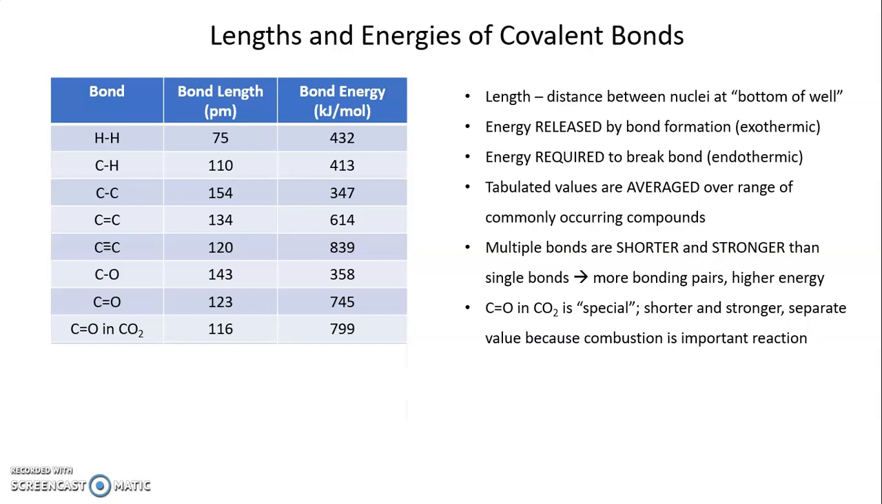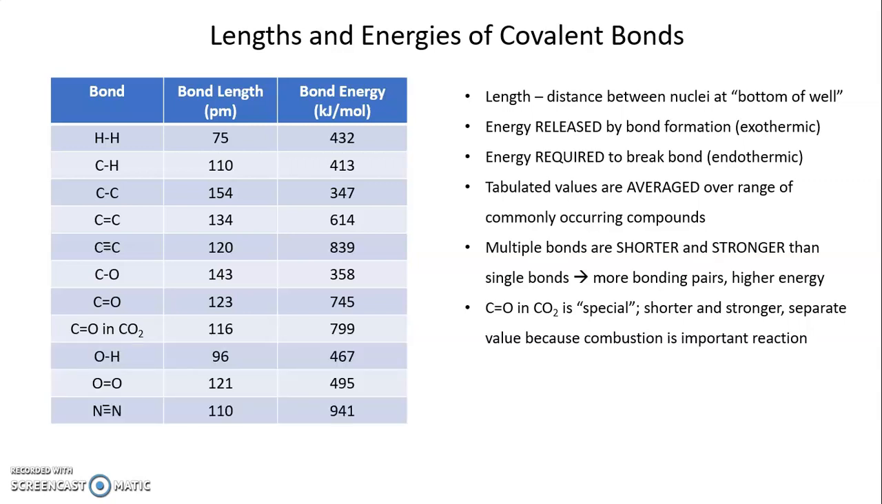Combustion is an extremely important reaction, and one of the ways these bonds are used most often is to figure out enthalpies for combustion reactions, and I'll show how to do that in just a second. We keep track of it separately, and its value is significantly higher than the carbon-oxygen double bond found in other places. Okay, here are some other values that we're going to need in the course of this presentation.